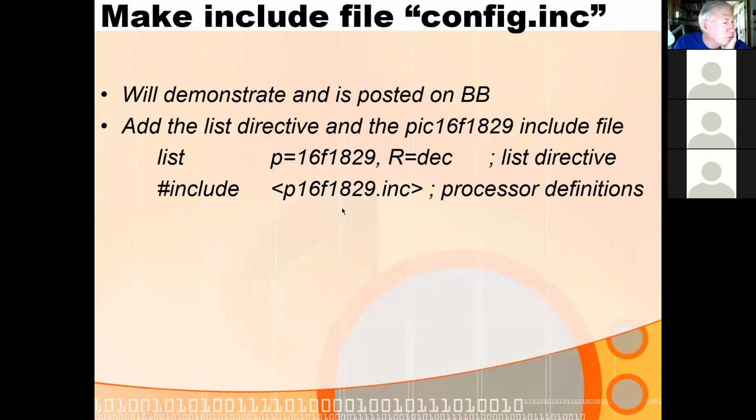We always want to include this file, and it's called p16f1829.inc. Now, if you've loaded up the IDE on your computer, you've got this file in the libraries, and you can find it. It takes a little looking to track it down. And what this has in it, it creates names for all of the absolute addresses for all of the special function registers in the processor.